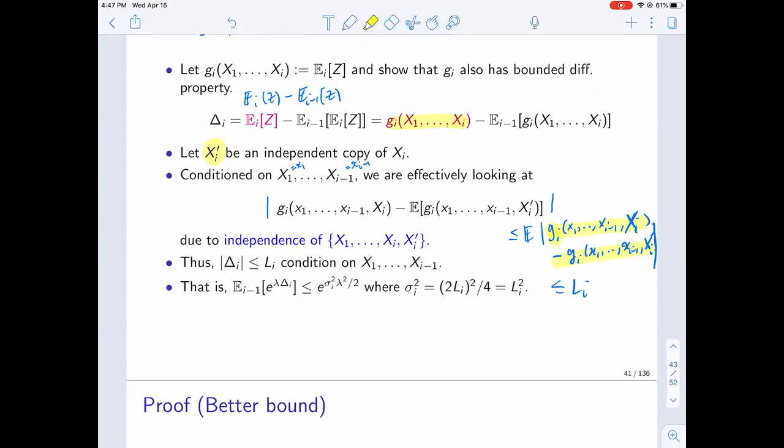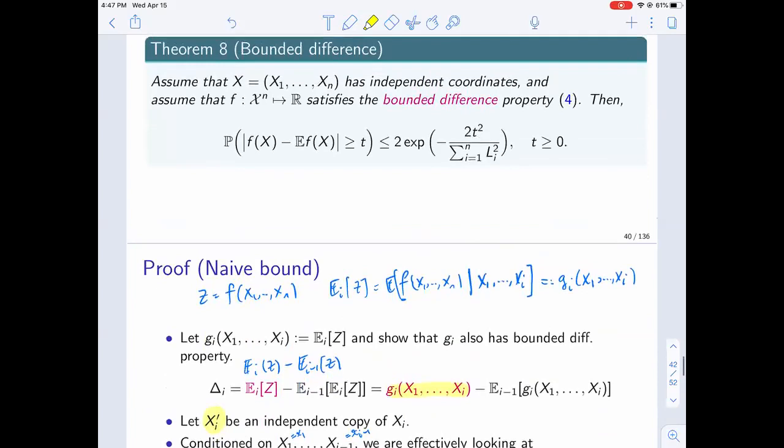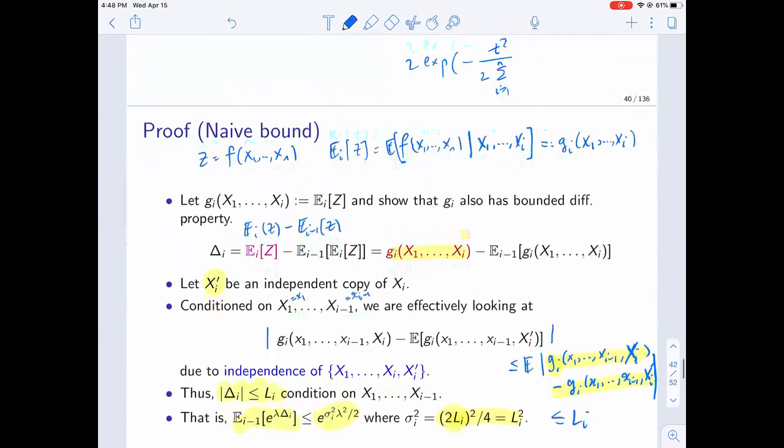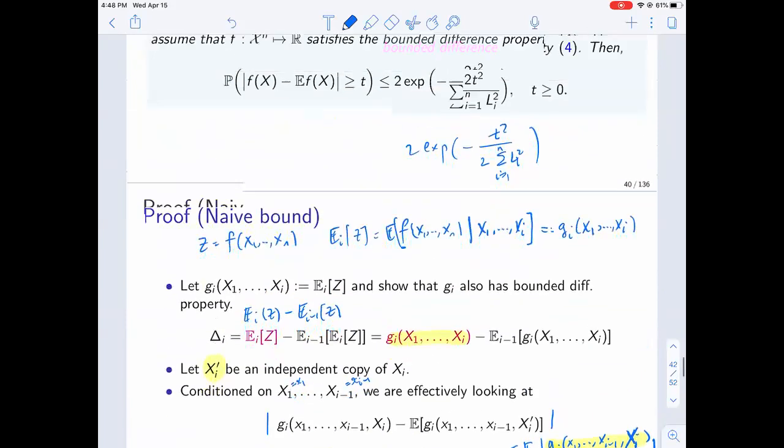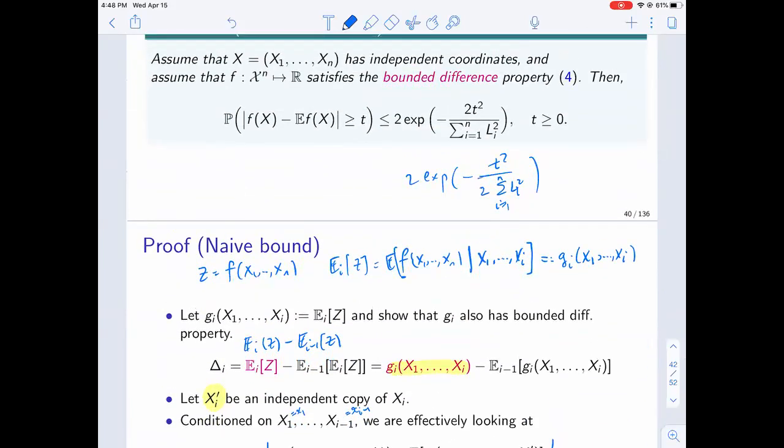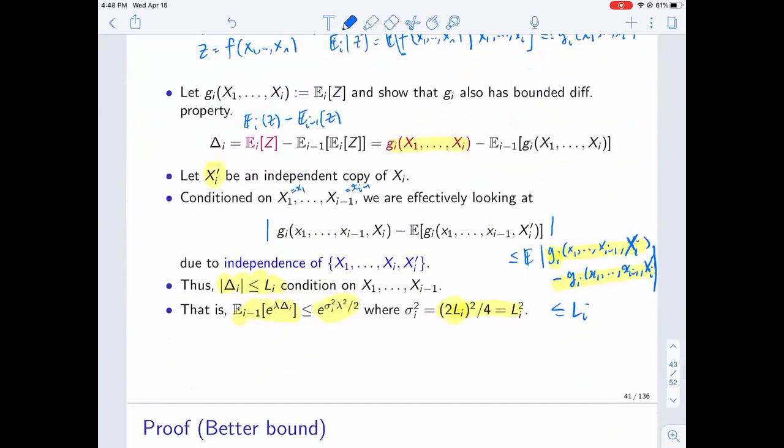Okay, so I have managed to show that this condition holds, conditional on x_1 up to x_{i-1}. And so this conditional MGF in the Azuma-Hoeffding is going to be bounded by this, where sigma_i squared is just 2L_i squared over 4. This is the thing that we showed before. So if you have a bounded variable, it's sub-Gaussian with that parameter. This is going to give you a tail bound like e to the negative t squared over 2 sigma squared, where sigma squared is the sum over i from 1 to n of L_i squared. So this is worse by a factor of 4, but it's basically the same bound. And there is a better argument on the next page that you can read.